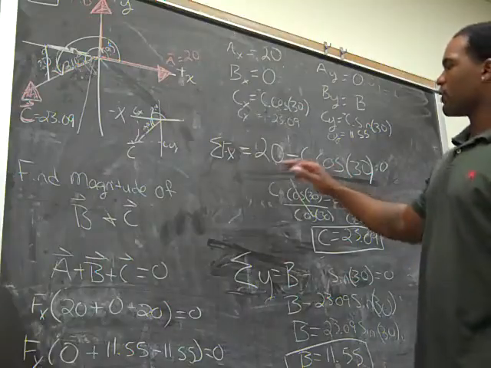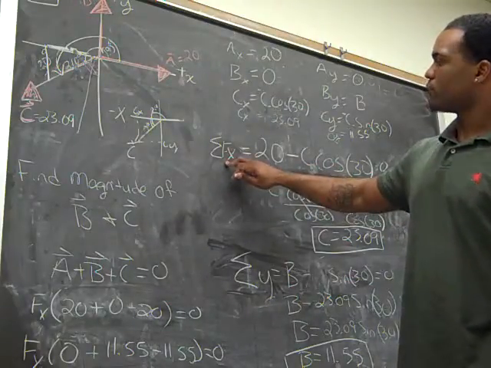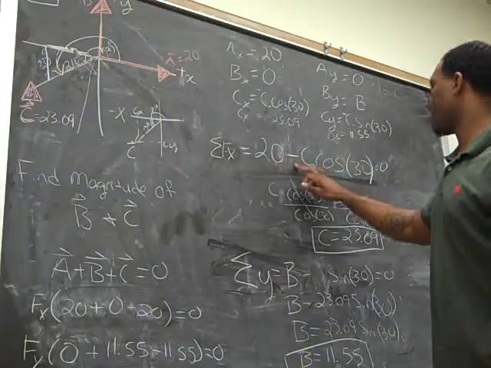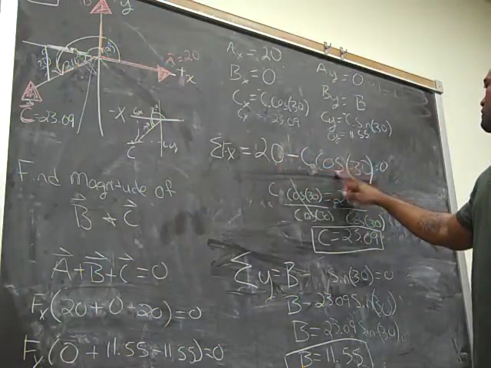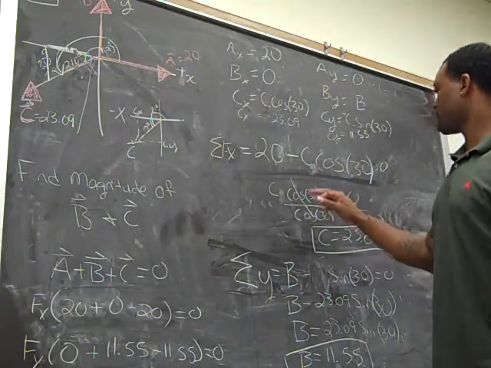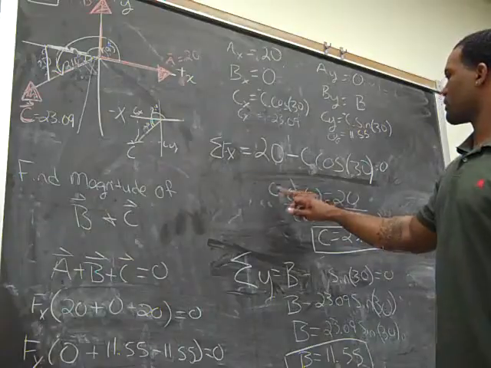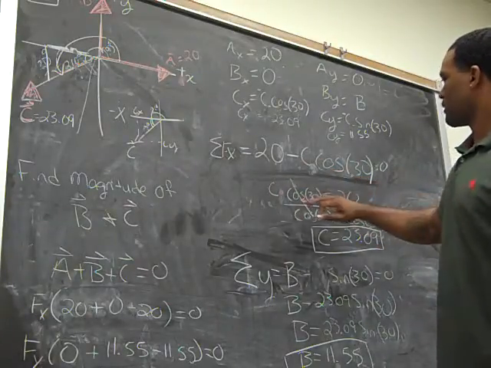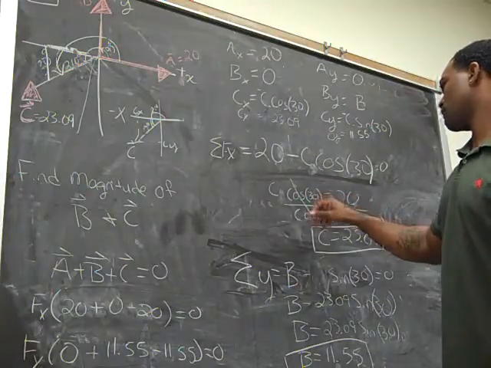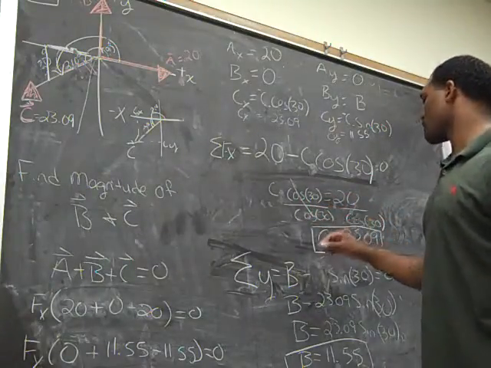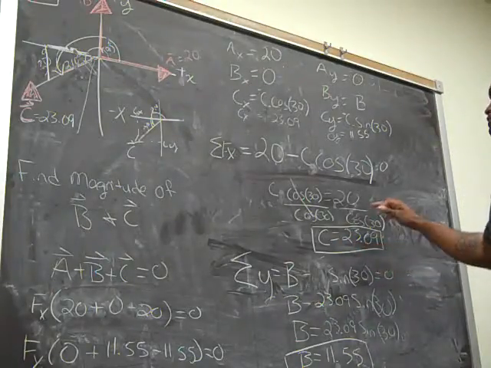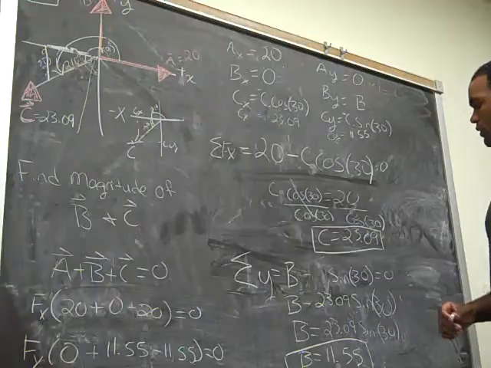So the first thing you do is the summation of forces in the X direction. You have positive 20 minus C times cosine 30. We need to solve for C, so you get C times cosine 30 equal to 20. Divide by cosine 30 on both sides, and C is going to be equal to 23.09, which is 20 divided by cosine 30.